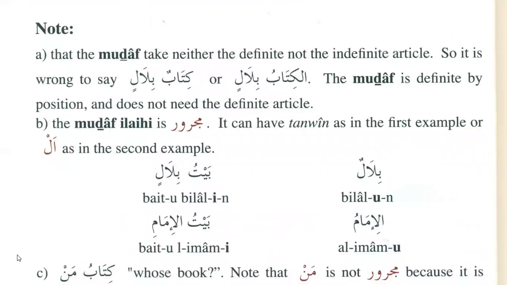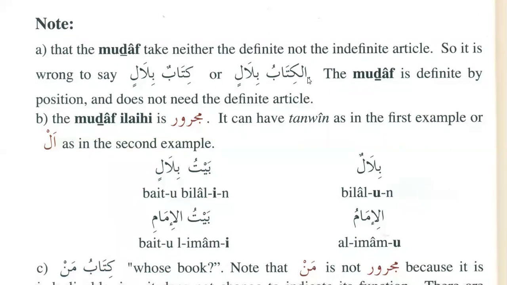The note: the mudaf takes neither the indefinite nor the definite article, so it is wrong to say kitabun Bilalin or al-kitabu Bilalin. The mudaf is made definite by the possession and does not need the definite article. Did you understand the point? You can't use tanween on the mudaf, and you cannot use alif lam with the mudaf. Two things, okay? Alif lam and tanween.